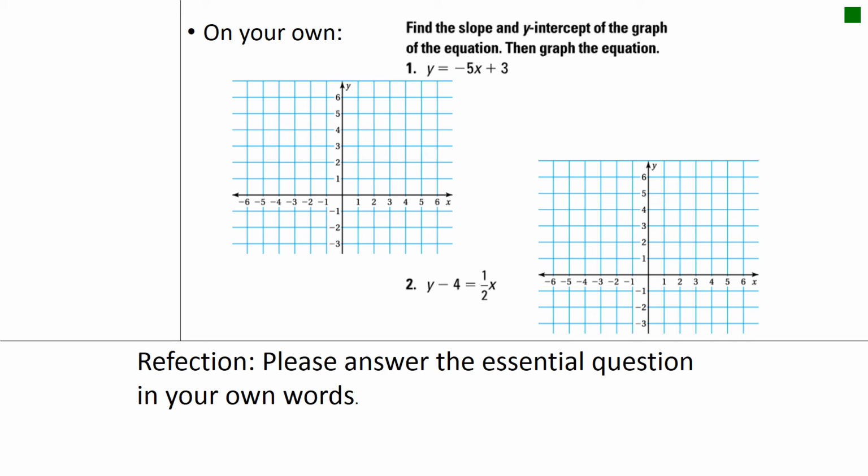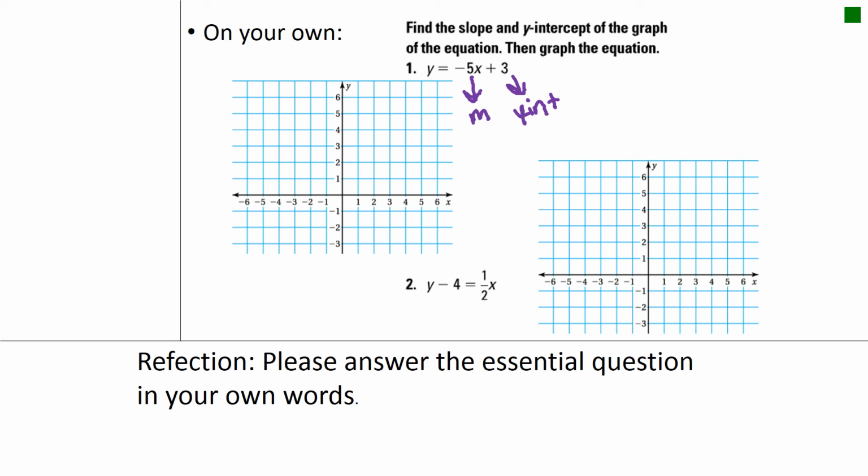All right, thanks for pausing your video. Find the slope and y-intercept from the graphs, and then graph the equation. Here's your slope, here's your y-intercept. You did it. First part, done. Number 2 will be a little bit different because it has y minus 4, and we'll get into that. Now we're going to go through and graph it.